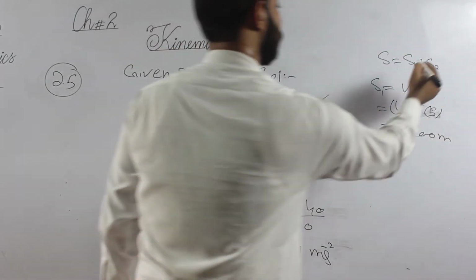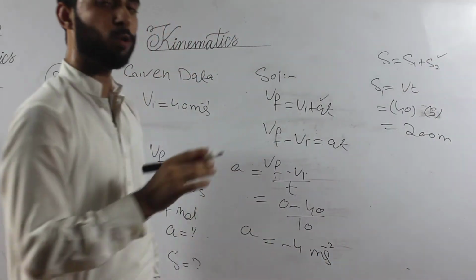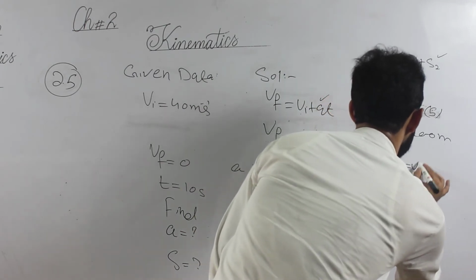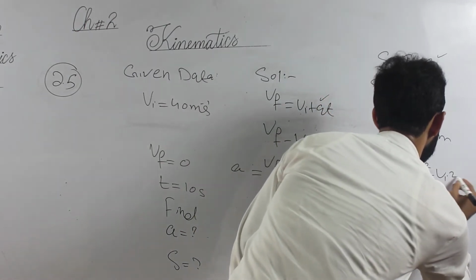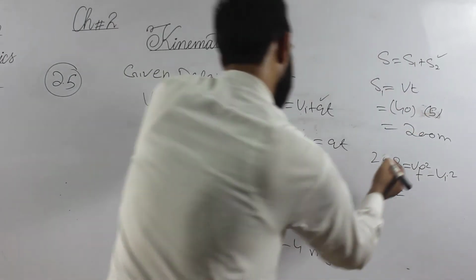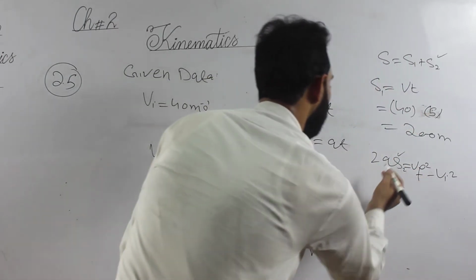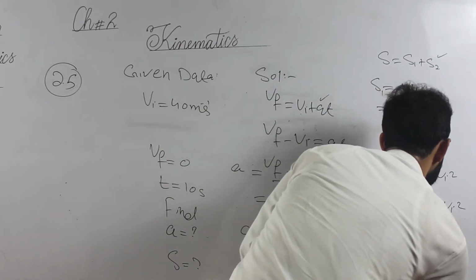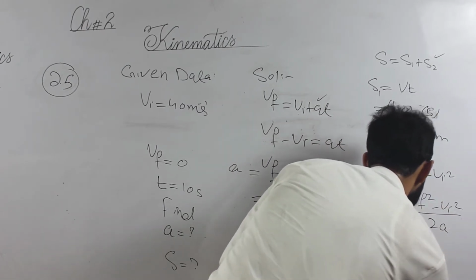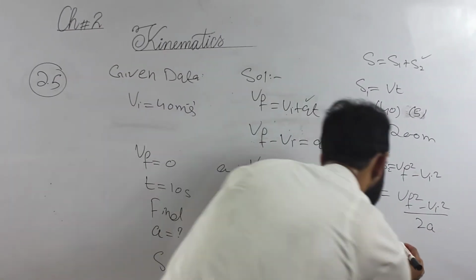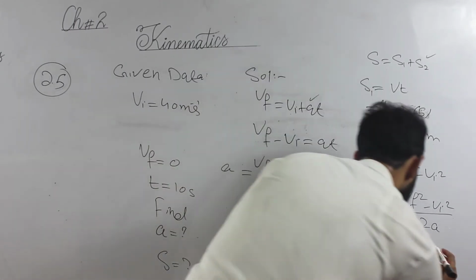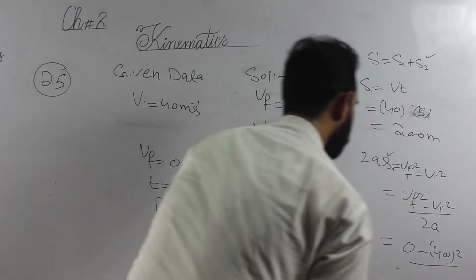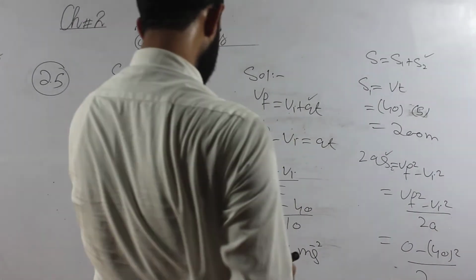The second thing we have to find is S2. To find S2, we apply the third equation of motion, that is 2as is equal to Vf square minus Vi square. What we have to find here is a, so 2a is multiplied here and will be divided on the other side: Vf square minus Vi square over 2a. So simply, Vf square here is 0 minus Vi, which is 40, and 2a we get as minus 4.